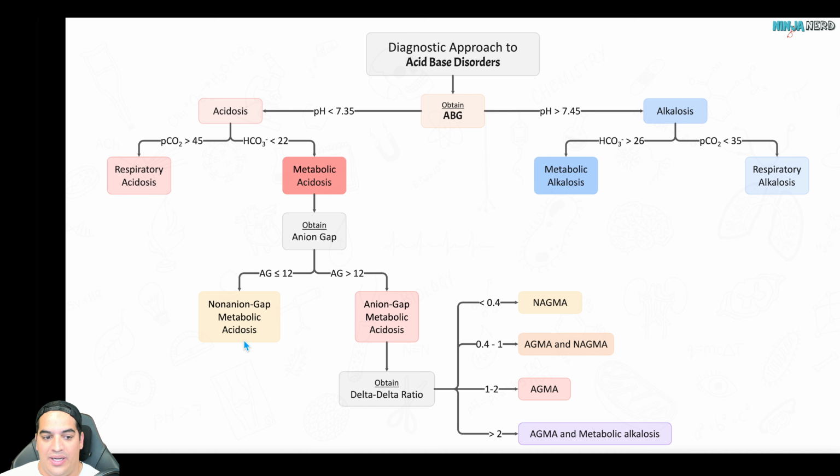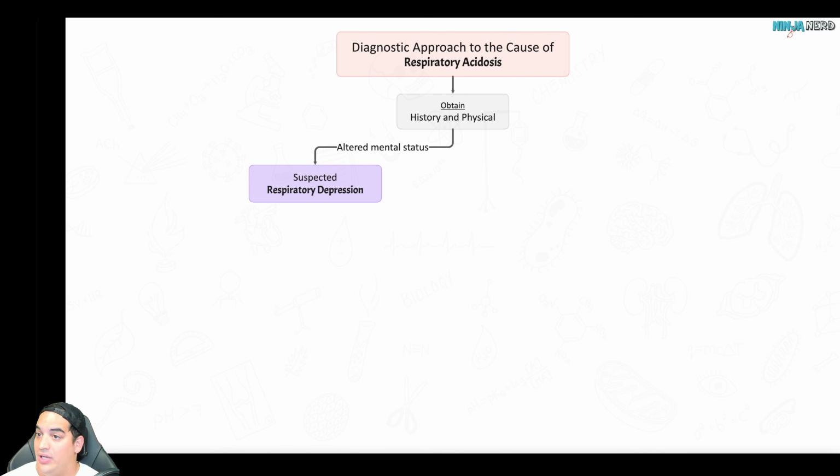Now we just have to go through each one of these and figure out how do we determine the actual cause. So let's go through these. Respiratory acidosis, history and physical. Do they have an altered mental status? You've got to suspect respiratory depression. This could be drug overdose or stroke. Does it improve with naloxone? Oh, that was opioid overdose.